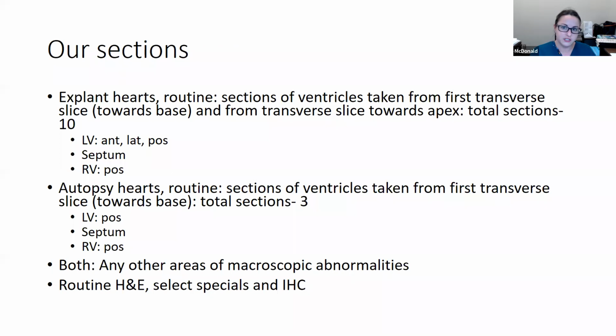Also on sections. For our explant hearts, we take 10 sections routinely, but they're not the same sections as what they recommend in this paper. We'll take 3 sections of the left ventricle, 1 of the septum, and 1 of the right ventricle from 2 different transverse slices. For autopsy hearts, we'll generally take 3 sections, left ventricle, septum, and right ventricle, as well as other areas of macroscopic abnormalities.